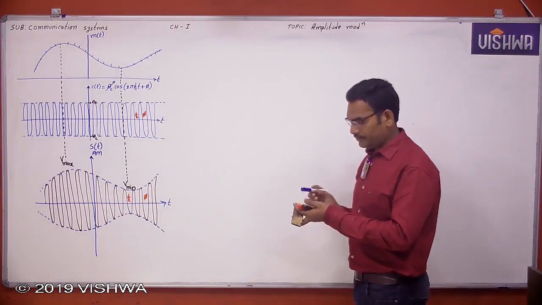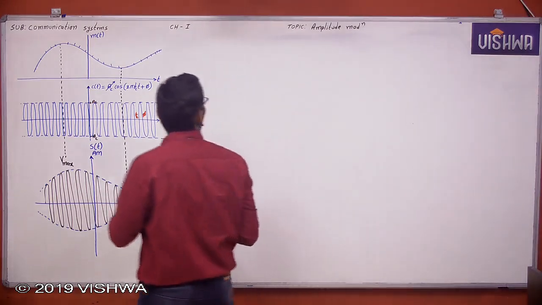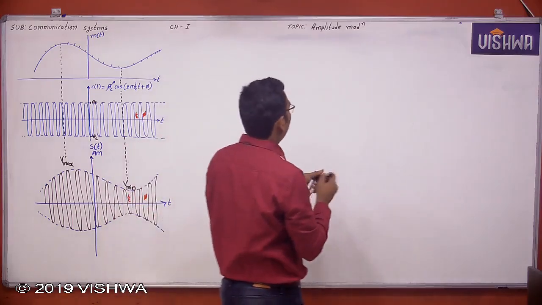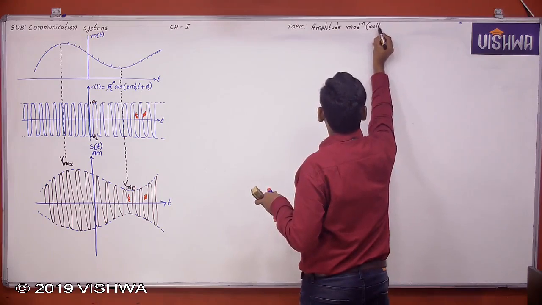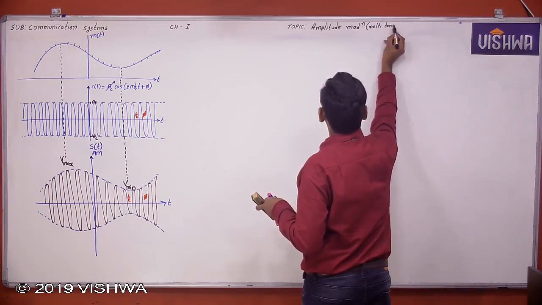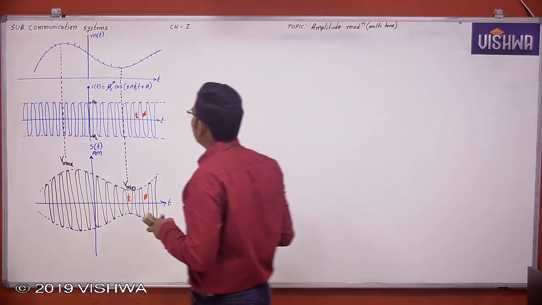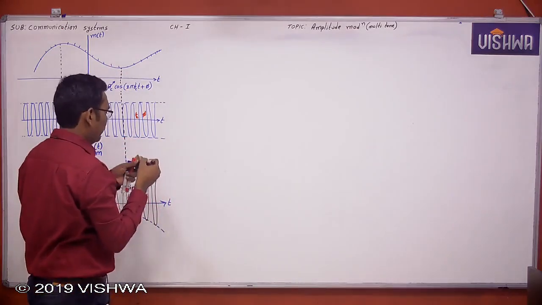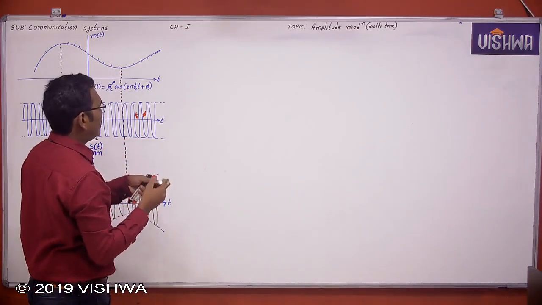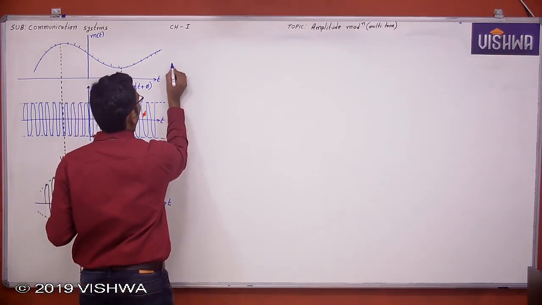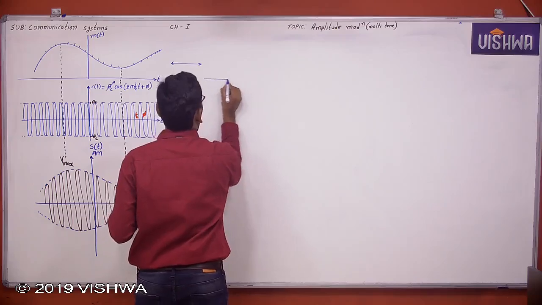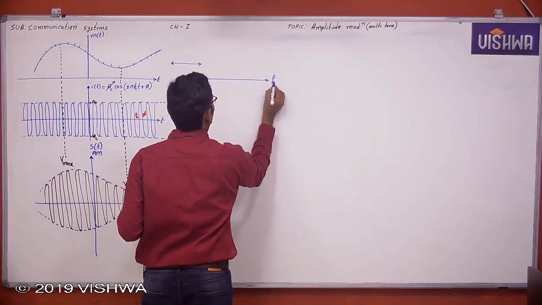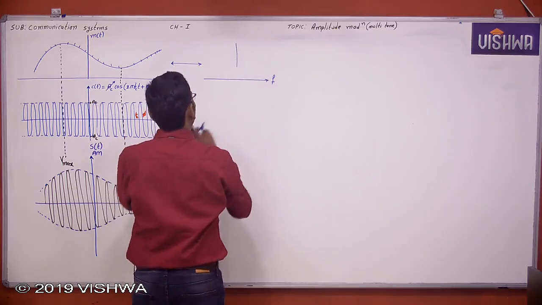Now see here. First of all I want to explain amplitude modulation in multitone. What is the meaning of multitone? Multitone means the message signal consisting of multiple frequencies. Let us assume the message signal consists of multiple frequencies, meaning a multitone signal.